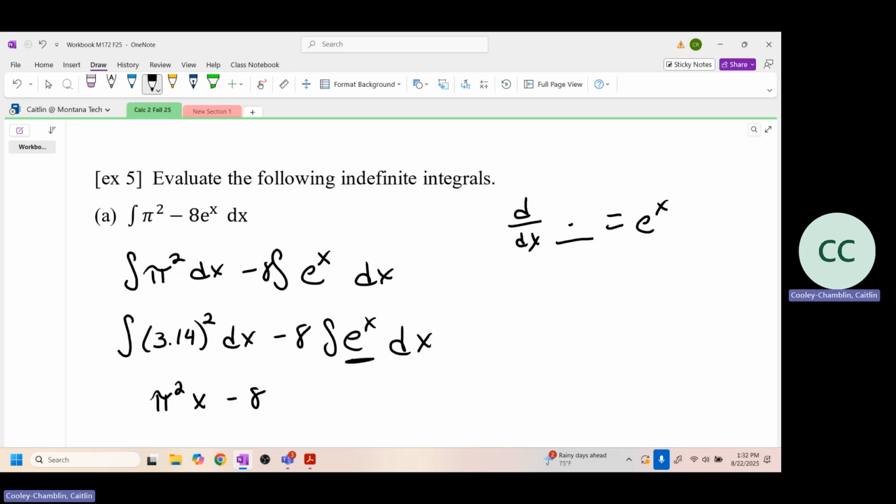So what function gives me the derivative of e to the x? It's just e to the x. So we get pi squared x minus 8 e to the x plus c since we took the antiderivative. Okay, so that is our first question. We just broke this up into separate pieces, and we asked ourselves the derivative of what function gives me this answer.